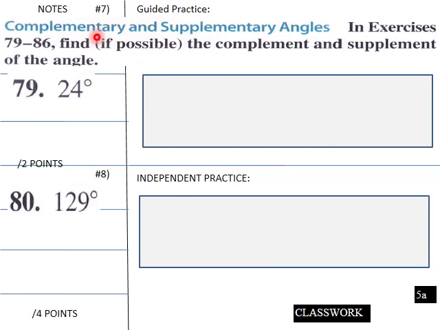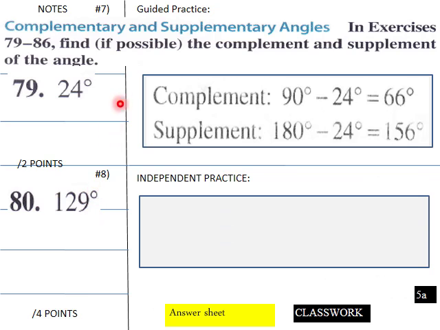Okay, into our guided practice. In these exercises here, find, if possible, the complement and the supplement of the angle. We got a 24-degree angle here, and then we got 129 down there for you students. So up here for 24 degrees, our complement will be found by subtracting 24 from 90, and then our supplement will be subtracting 24 from 180. Here's your complement, and then here's your supplement. This is for you students down here.